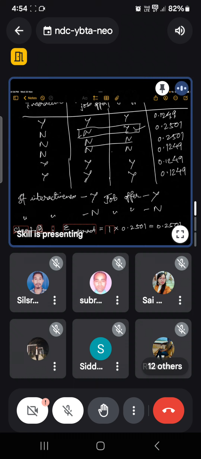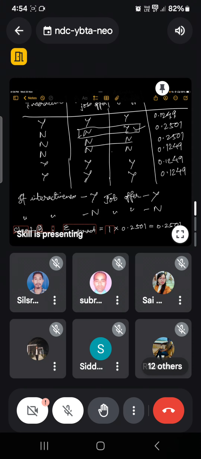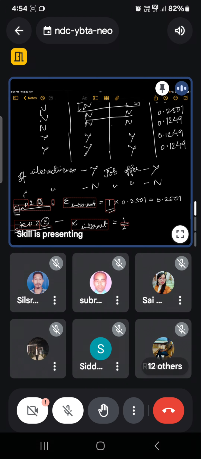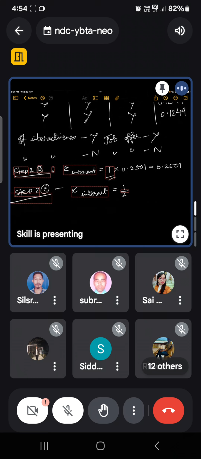Here for this case only, this 0.2501 we have to write. It was calculated in the previous step. I've already shown you that for the incorrect classification, we were getting that 0.2501. So that's why we are writing it here.